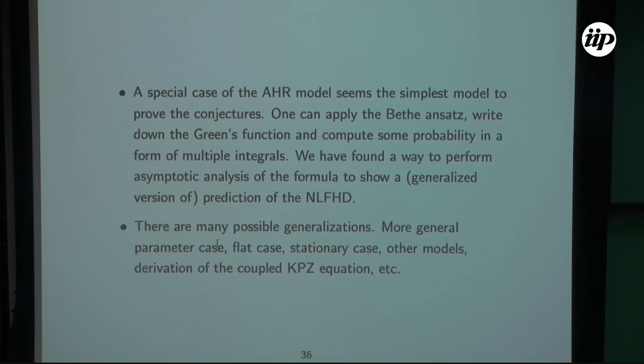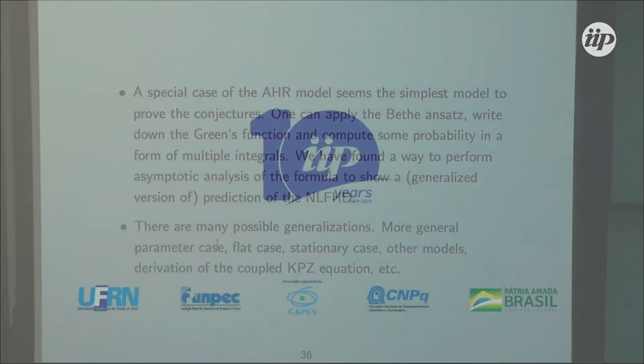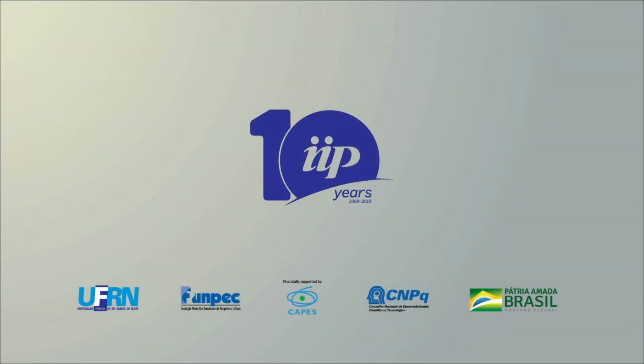Questions? So, in the introduction, you said this could perhaps be applied to the quantum case. Could you elaborate?